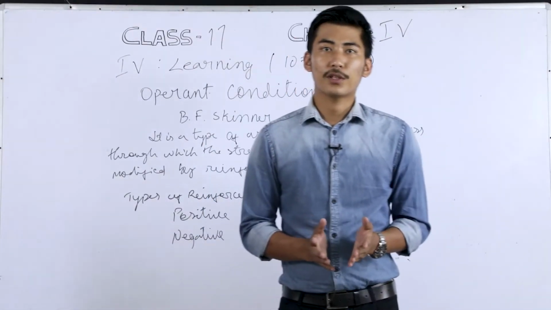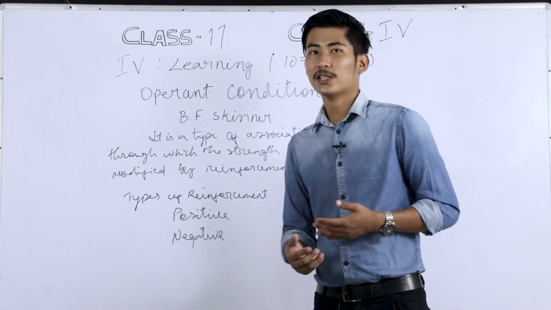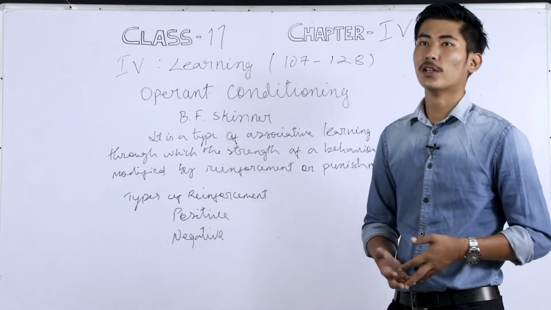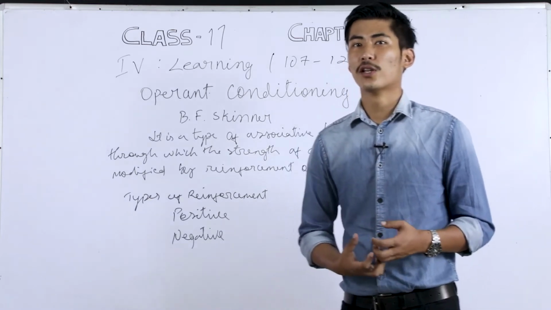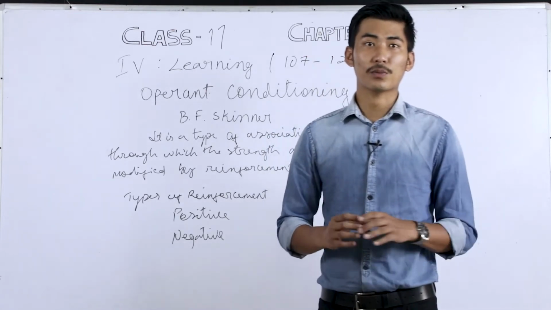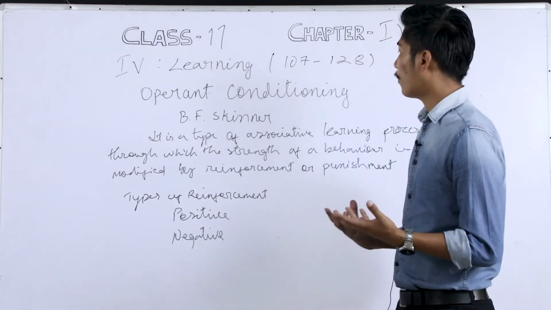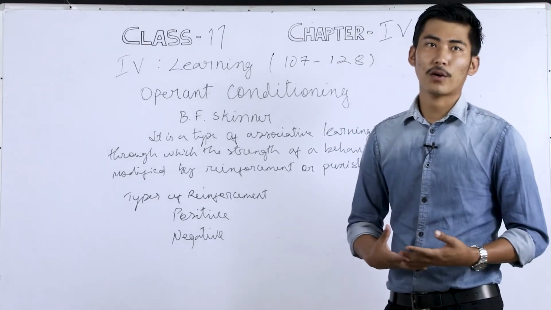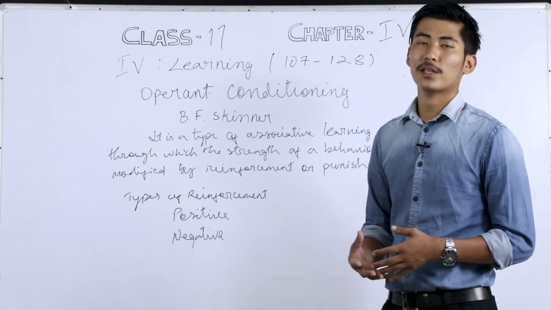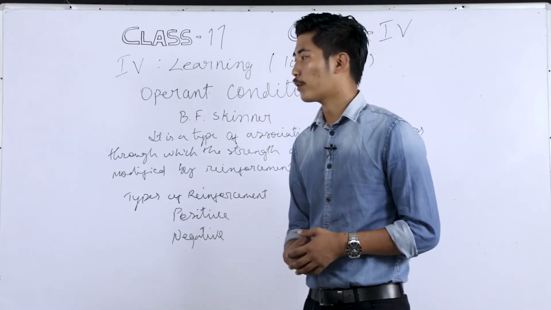The next theory that I'll be discussing will be the operant conditioning theory of learning. Operant conditioning is basically different from classical conditioning. Classical conditioning is also an associative learning, but it is based on the stimulus-response bond. Operant conditioning, on the other hand, is based on reinforcement or punishment. Reinforcement in the sense of rewards, or punishment in the sense of punishing the individual for bad behaviors.